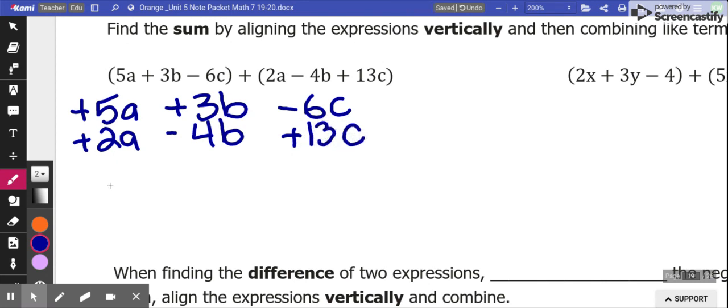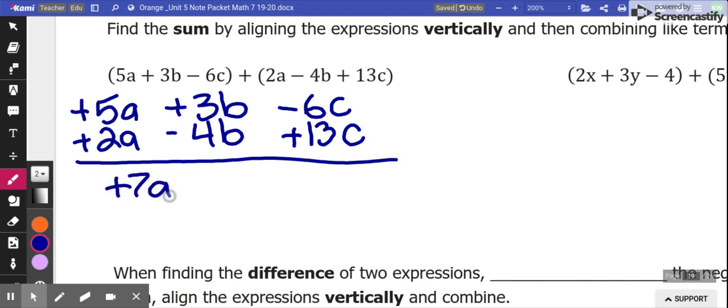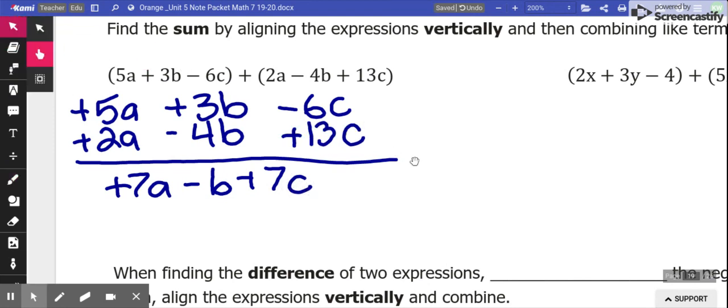Now that I lined up all the like terms, apples with apples, bananas with bananas, carrots with carrots, I'm going to think about a scoreboard and I'm going to combine them. So positive 5a and positive 2a is positive 7a. Positive 3b and -4b. The negatives would win by 1b, so that'd be -b. And then a -6c and a positive 13c, the positives would win by how much? By 7c. So that would be my answer there. Let's do another one.